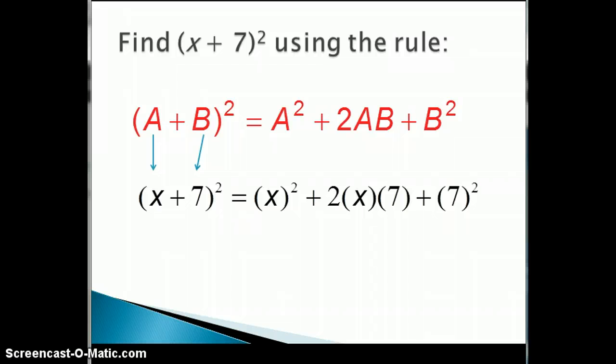So we're going to use the formula and replace all of the a's with x's and all of the b's with 7's. So we have a squared becomes x squared. Then we have plus 2 times a, which is x, times b, which is 7. And then our last term would be plus 7 squared. Notice we just replaced all the a's with x's and all the b's with 7's in our formula. And then our next step is to simplify. So we get x squared, and then for the middle term we have 2 times 7 is 14 to get our coefficient. So we get 14x as the middle term, and then we end with plus 49, since 7 squared is 49.